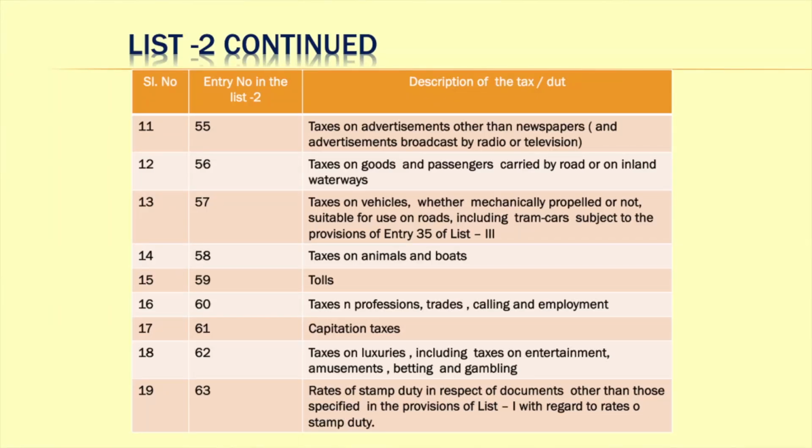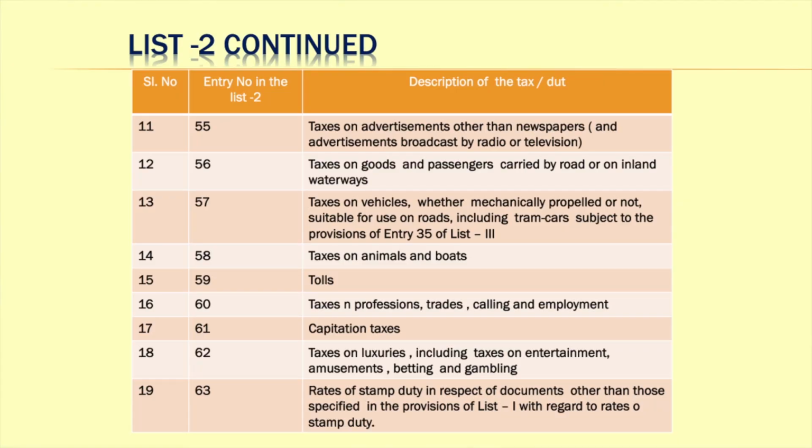Then 61, capitation taxes. Then 62, taxes on luxuries, including taxes on entertainments, amusements, betting and gambling. That is another source of income, particularly for local government, where most local governments depend upon the theatre. Particularly if you watch movies in the theatre, then the charges collected by the theatre go as entertainment tax. Then entry 63, rates of stamp duty in respect of documents other than those specified in the provisions of List 1 with regard to rates of stamp duty.